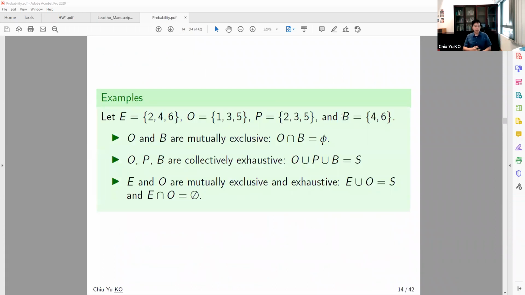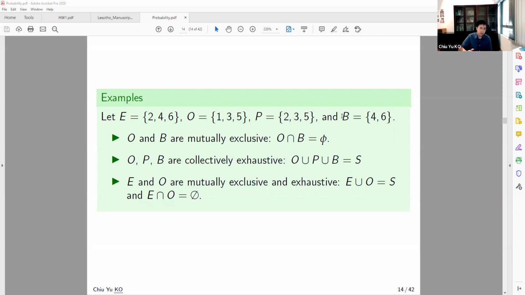So in this example, we have the even numbers 2, 4, 6, the odd numbers 1, 3, 5, and P will be the prime numbers 2, 3, 5, and B will be, I don't know, the big number. This is the B. I don't know why I defined that as B. And here you can see these O and B are mutually exclusive.